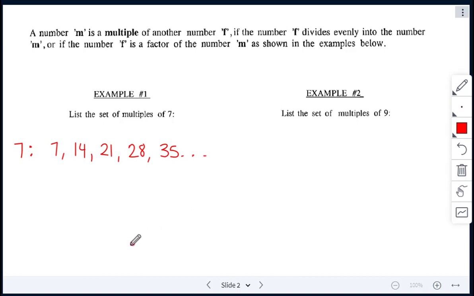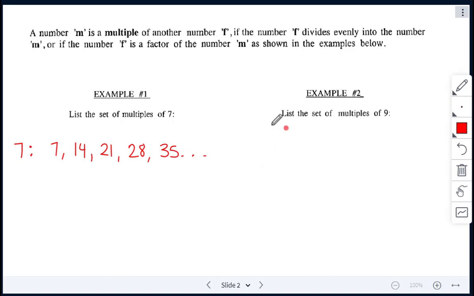It will keep going, right? So multiples continue forever. Usually, when we're listing out the set of multiples, you would just list out the first 5. And always start with the first one, which would be the number multiplied by 1.